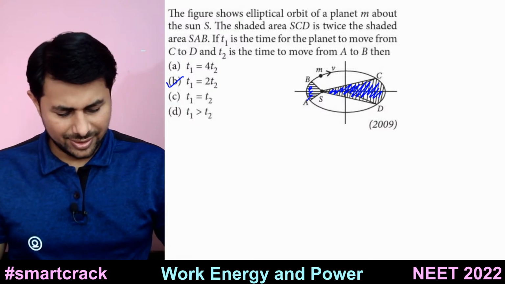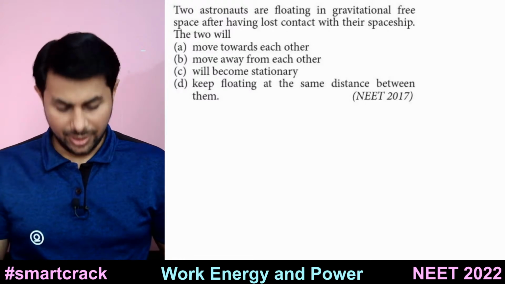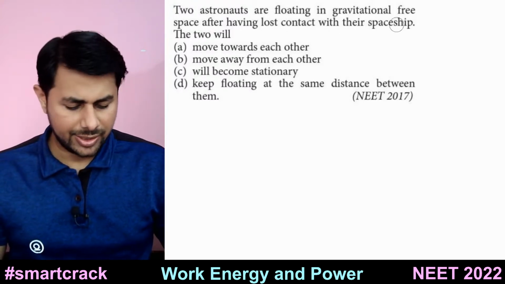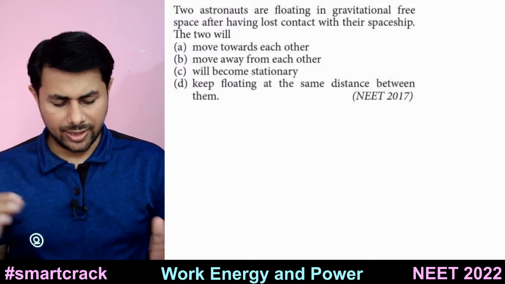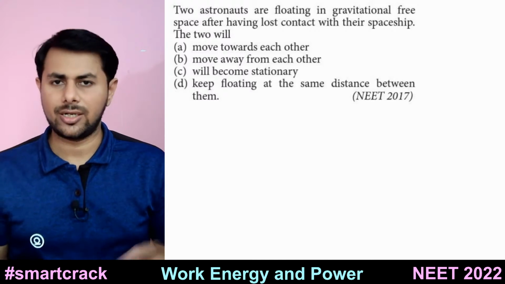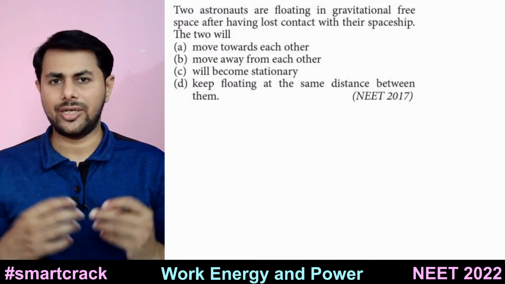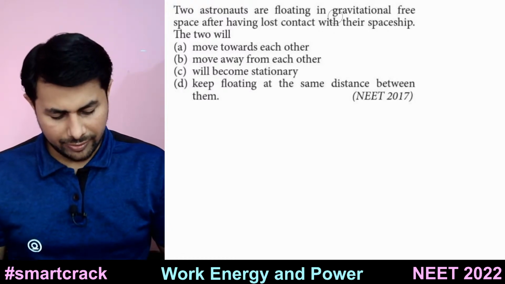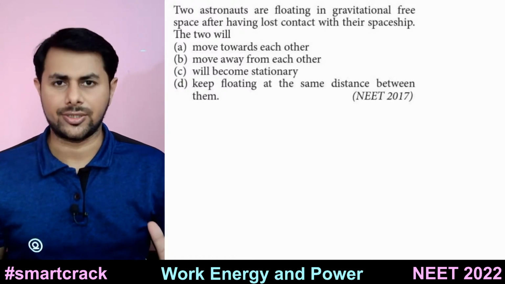All right, so let's move on to the next question. What is the next question? Two astronauts are floating in gravitational free space after having lost contact with their spaceship. Okay, there are two astronauts, they have lost contact with their spaceship, and they are floating in gravitation-free space. Okay, there is no gravitation.